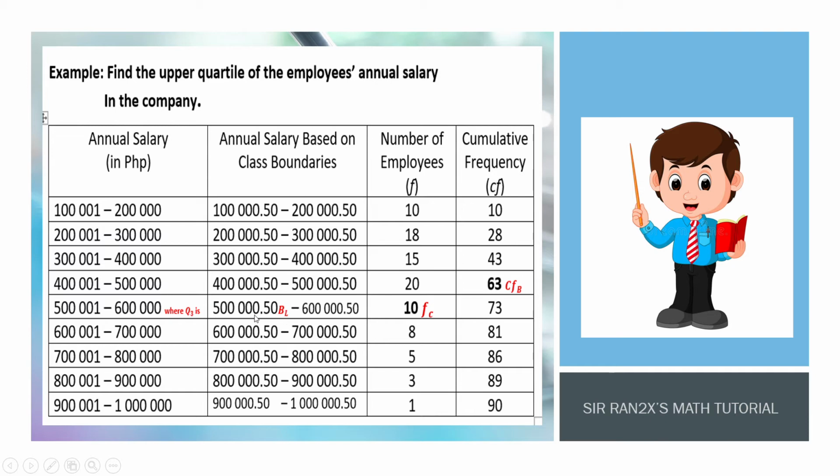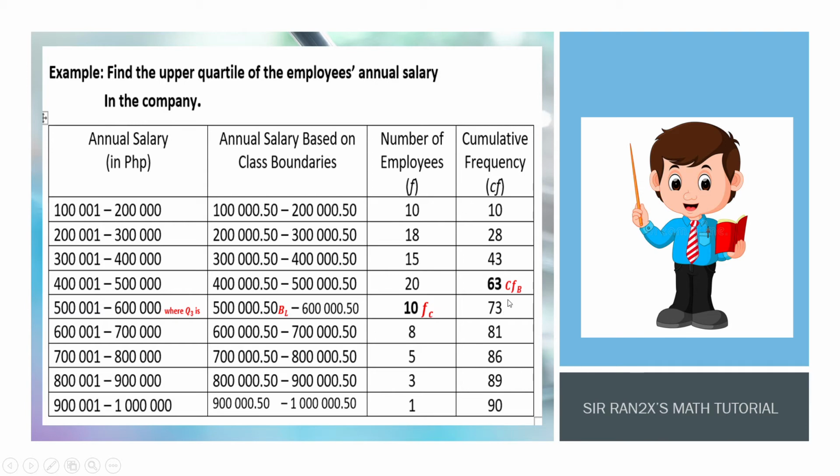That's 500,000.50, because we always subtract 0.50 to get the lower boundary. To get the lower boundary, we always subtract 0.50, because for the upper boundary we add 0.50. So that's why 500,000.50 is our lower boundary. Our frequency for that class interval is 10. That's our F sub C, the frequency of the class interval of Q sub 3.